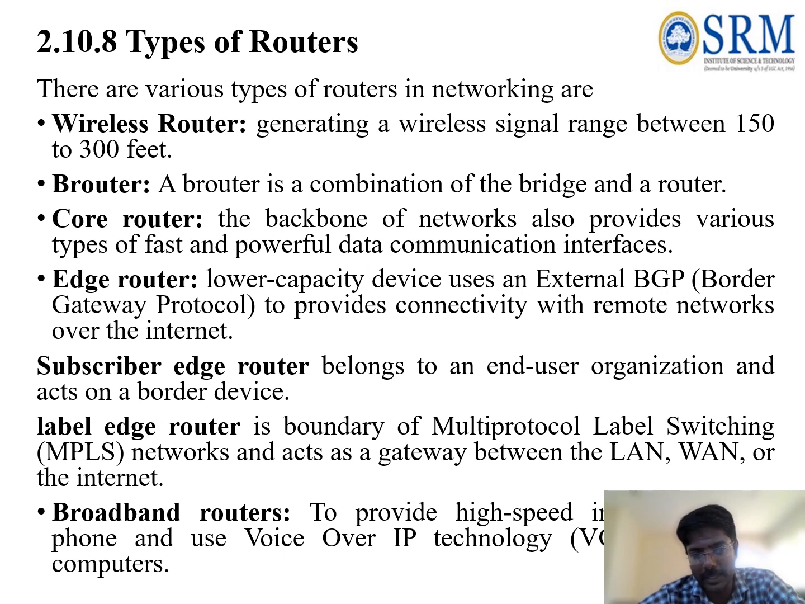Edge router, a lower capacity device, uses an external border gateway protocol. And the next one is the subscriber edge router. It belongs to an end user organization and acts on border devices. Next one, a label edge router, is the boundary of multi-protocol label switching, MPLS, networks, and acts as a gateway between the LAN and the WAN or the internet. A broadband router provides high-speed internet with the help of a modem or a phone and uses VoIP technology, that is voice over IP technology, to the computer.